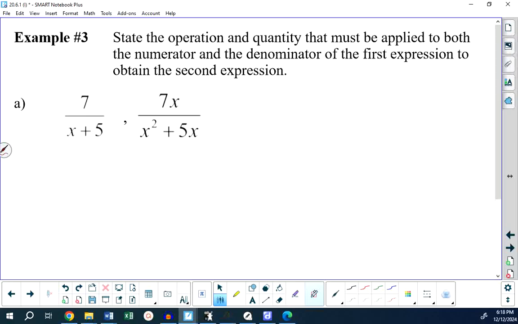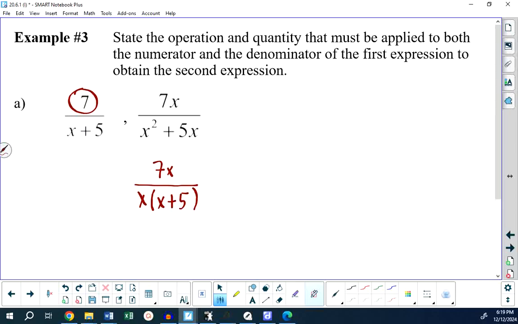State the operation and quantity that must be applied to both the numerator and denominator of the first expression to get the second expression. Well, the key here is writing the second expression, everybody, in factored form. If you take a look at the first expression, on the top of the first expression there's only a 7, and in the second expression there's 7x.